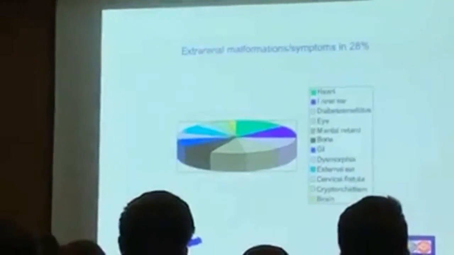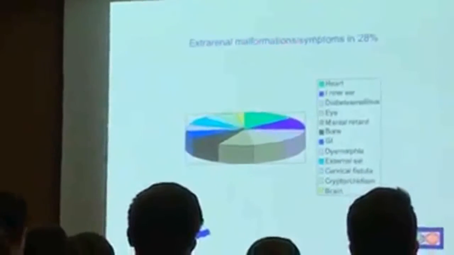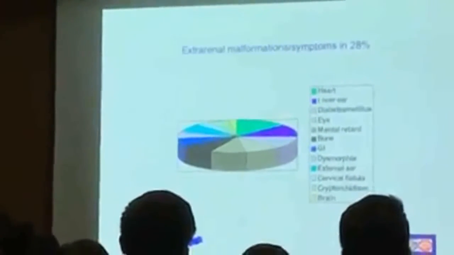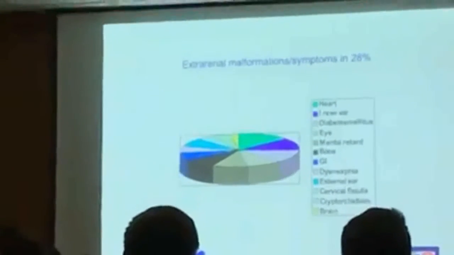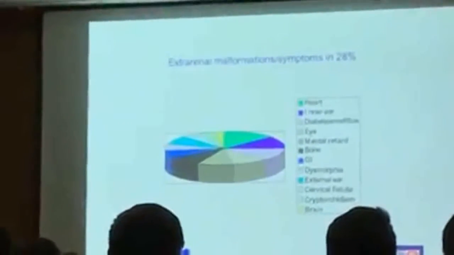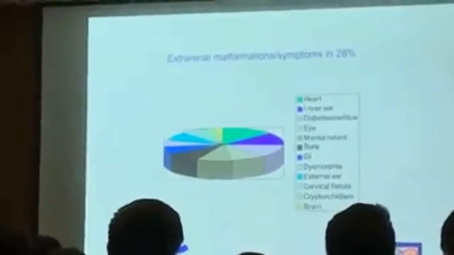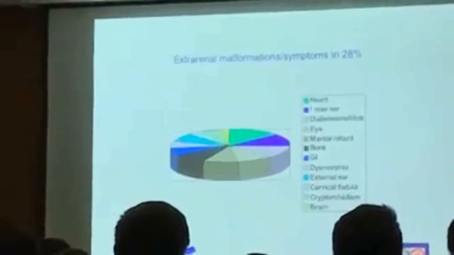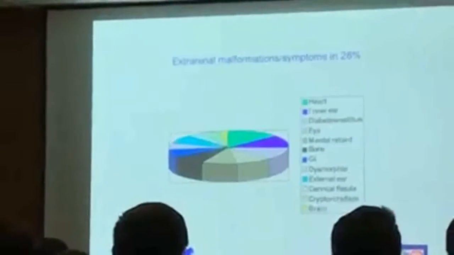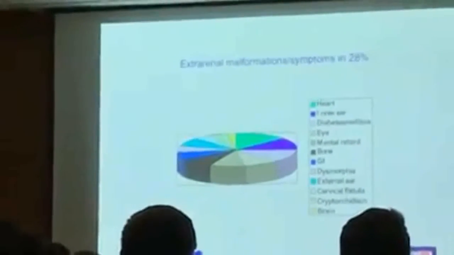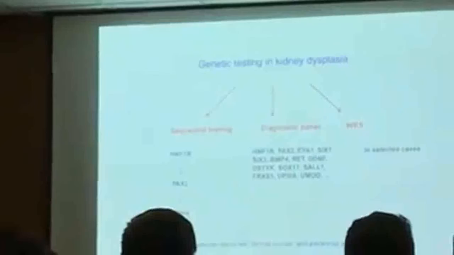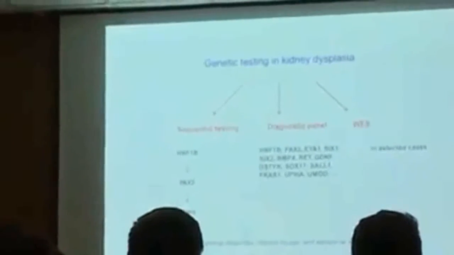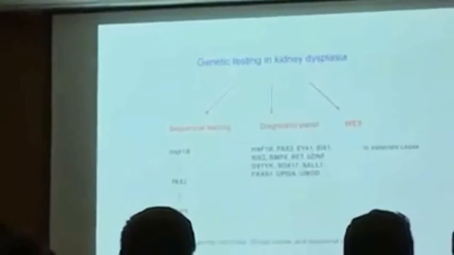So now we also need to do the extrarenal malformation syndrome detection. We found not only kidney, around 28% have something multiple anomaly associated. It's not only solitary in the kidney, like in the heart or inner ear, diabetics, eye, mental retard, well, bone disease, GI. It's everywhere can be associated with kidney. So this is quite an important slide I would like to share.